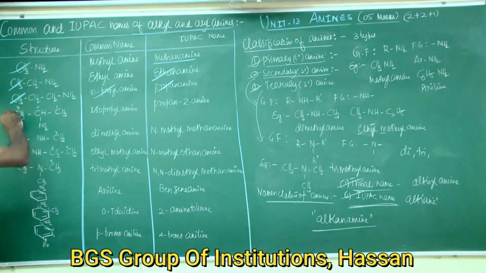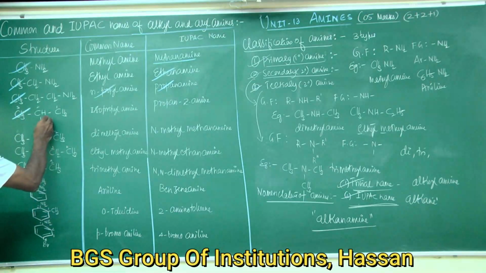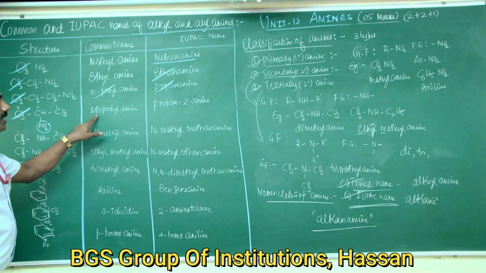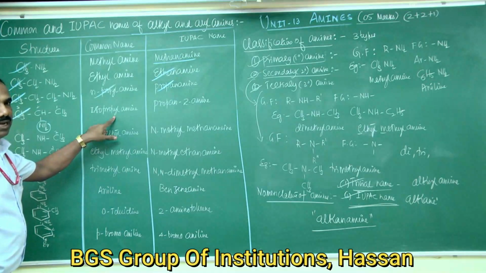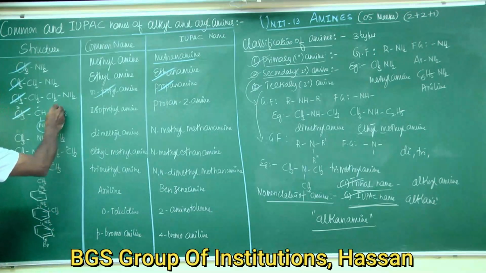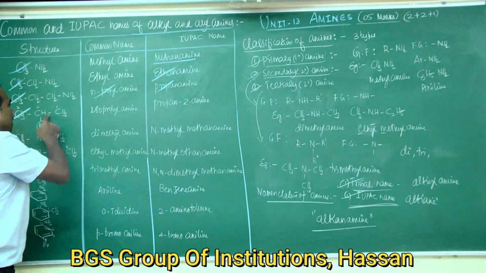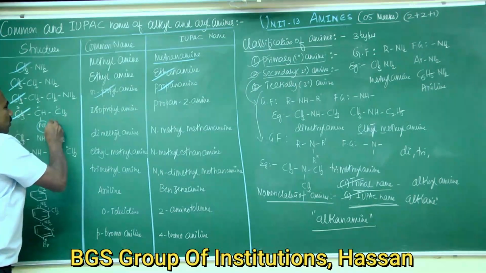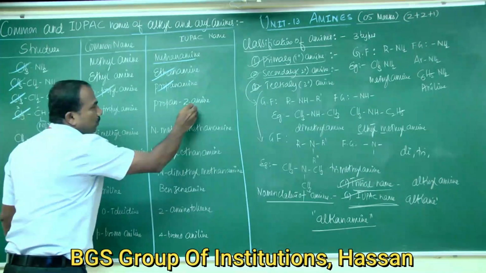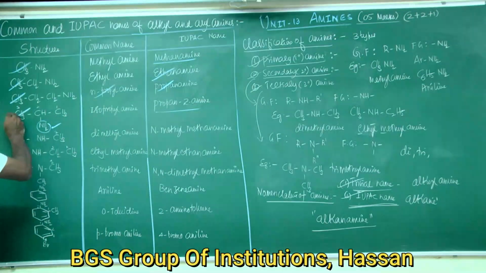Next, CH3 single bond CH connected to NH2 and another CH3. So one alkyl substituent is there. Therefore, the common name is isopropylamine. The IUPAC name: 3 carbon atoms, root word prop, single bond an, and the amino group is at the second position. Therefore, propan-2-amine. This is important. It can be asked in the examination.